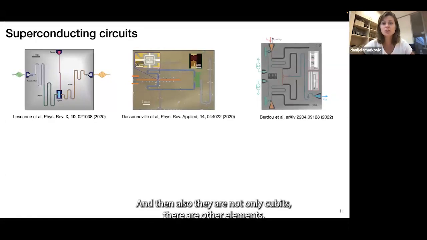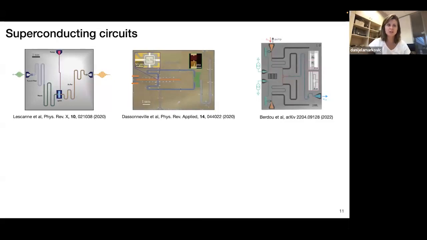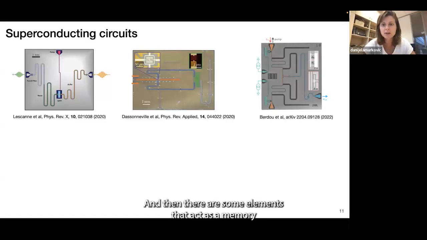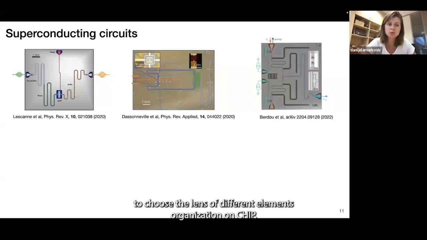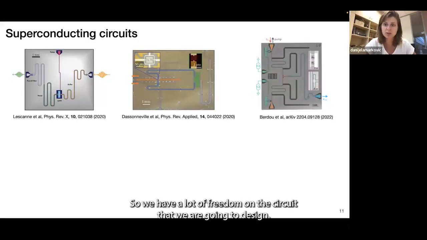And then they're not only qubits, there are other elements. Here you see these lines that are resonators that can be used as bosonic modes, so quantum oscillators. And then there are some elements that act as a memory in which we can store data. And there are some qubits as well. And you see that we are very free to choose the length of different elements and their organization on chips. So we have a lot of freedom in the circuit that we're going to design.